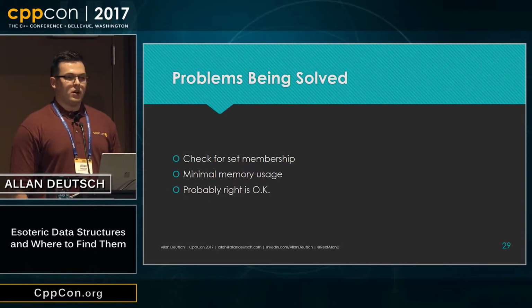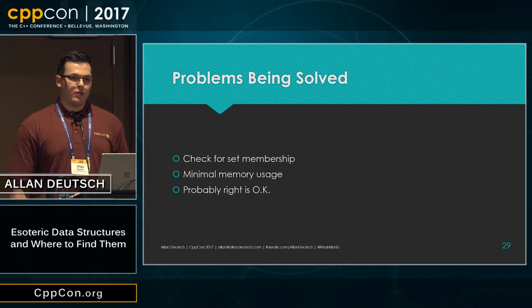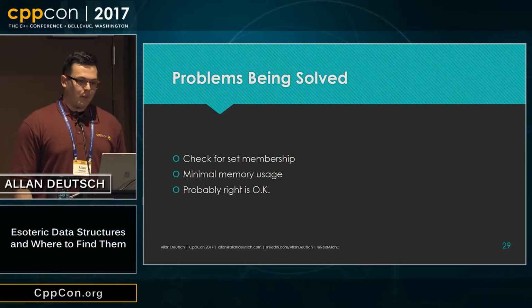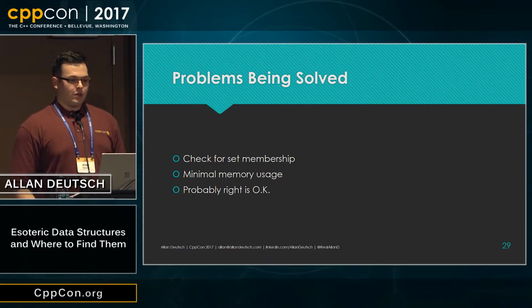So the problem being solved is typically when you want to check a set for the membership of an element. So you have some data and you want to see if it's in your set. And Bloom filters are very efficient with memory. They use far less than any sort of set representation you would have that actually stores the elements. It's like several orders of magnitude better. And the trade-off here is that you have to be okay with it probably being right and not always being able to guarantee that it's correct.